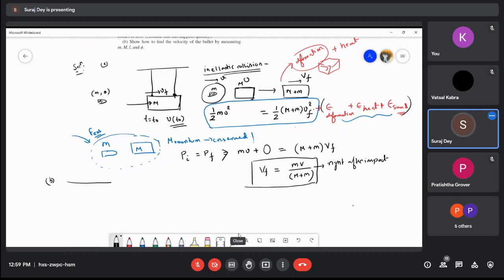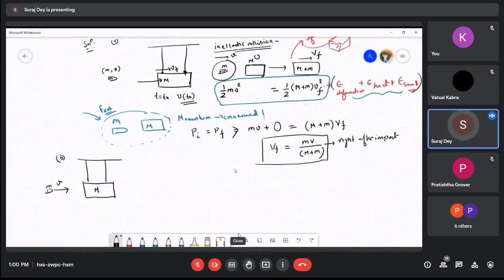In the second part, what is happening is you have this block that moves with velocity v, and you want to find what the velocity of the bullet is. So suppose that you are doing an experiment, and after the collision, this combined thing, of mass m plus M, will move somewhere here, and it will make a certain angle theta. Let's say you are able to measure this angle theta.